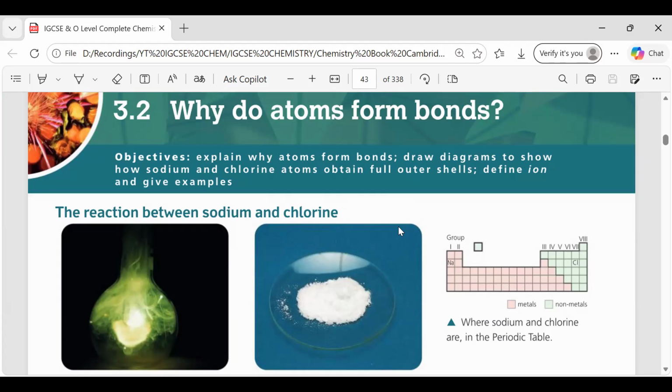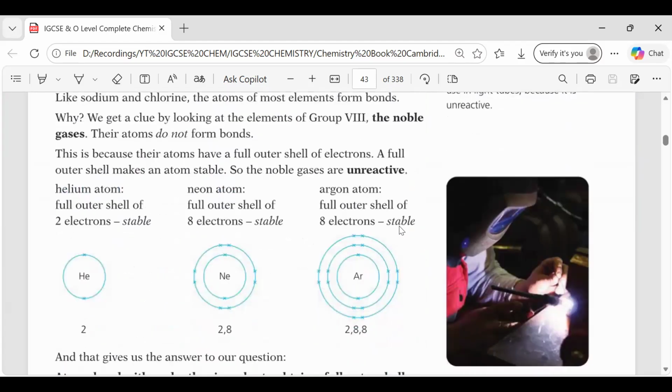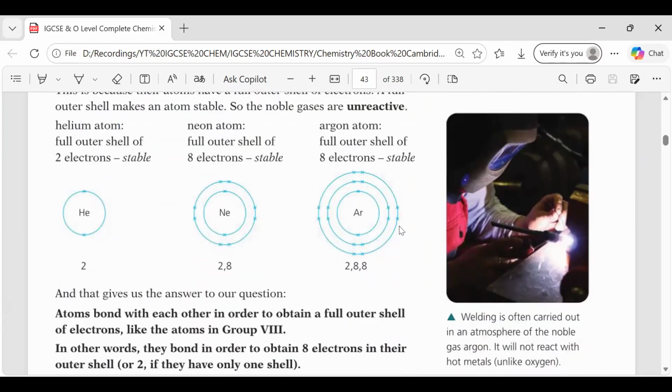Okay, clear? Yes. Okay, then we discussed that there are different elements in the periodic table, like the group 1 elements. What do you know about the group 1 elements?